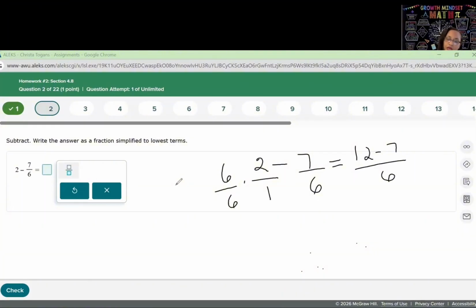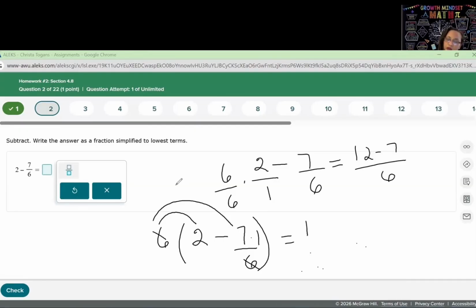But the way that I do it, like I said, I just multiply everything by 6. So 2 minus 7, right, over 6. And so I just multiply this and then I multiply it here, but here this changes to a 1. So it's times 1. So I get the same thing, 12 minus 7 over 6, right? So you can just follow either way. So I'm just going to move on.